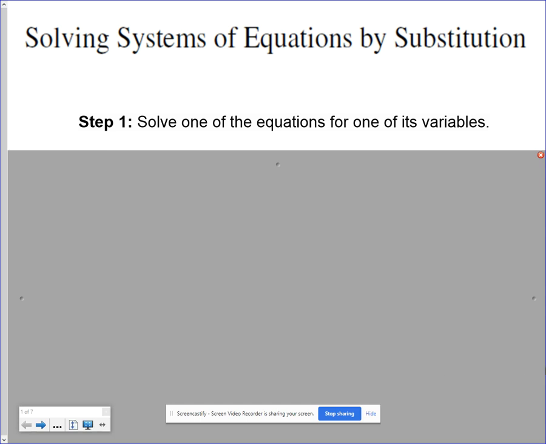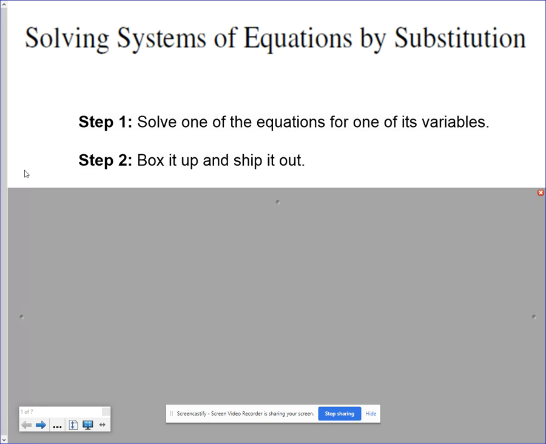Yesterday, you guys reviewed solving systems by graphing. Today, we're going to review solving systems of equations by the substitution method. Okay, the first step to the substitution method says solve one of the equations for one of its variables.